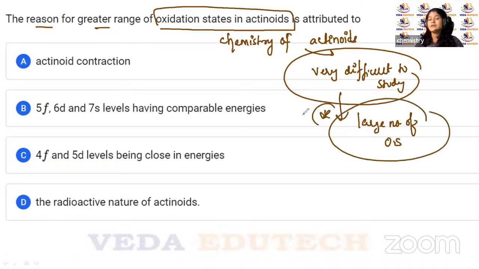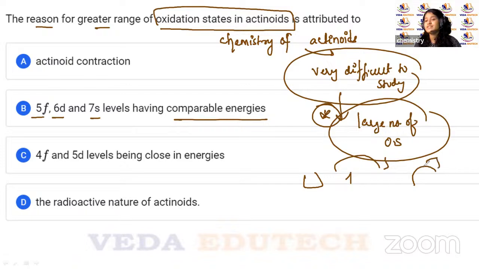Yes or no, children? And what attributes to this large number of oxidation states is the 5f, 6d and 7s having comparable energies. So when they have comparable energies, children, you can shift the electrons and you can create a whole lot of oxidation states. Right, children? So did you understand?